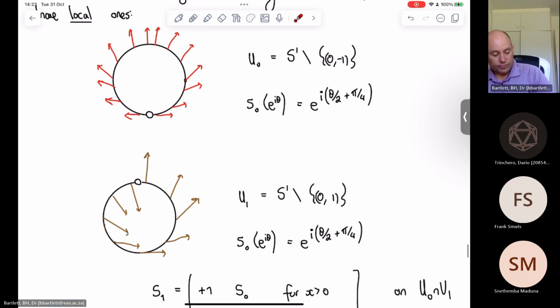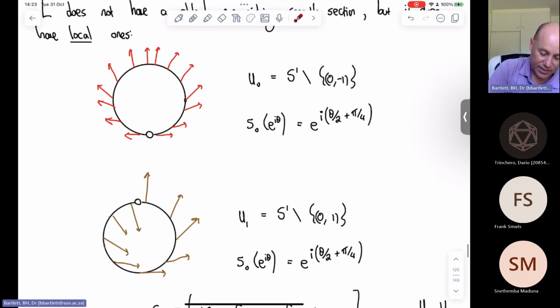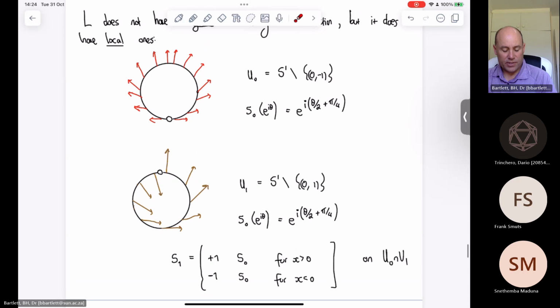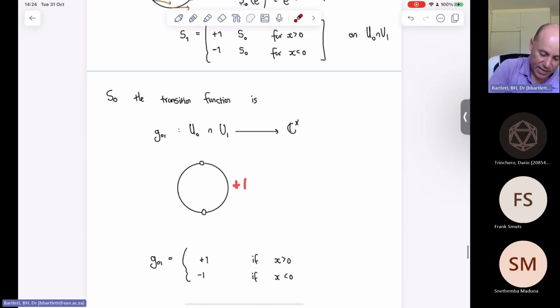So if I wanted to calculate the transition functions for this line bundle, well, it's going to be a function which is defined on the intersection of U0 with U1. The intersection of U0 with U1 consists of two pieces, right? So on the one piece, the transition function is +1, and on the other piece it is -1. Because if you look over here, the red vectors are equal to the brown vectors on the right-hand side here. But on the left-hand side, the red vectors are equal to minus the brown vectors. So that's an example of a transition function. +1 here and -1 here. Of course, generally it could be an arbitrary non-vanishing smooth function. Yeah, it's actually locally constant, but anyway.